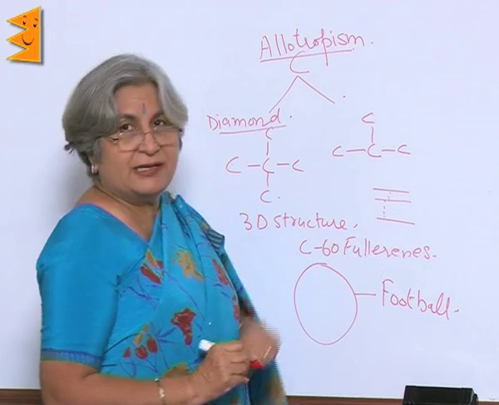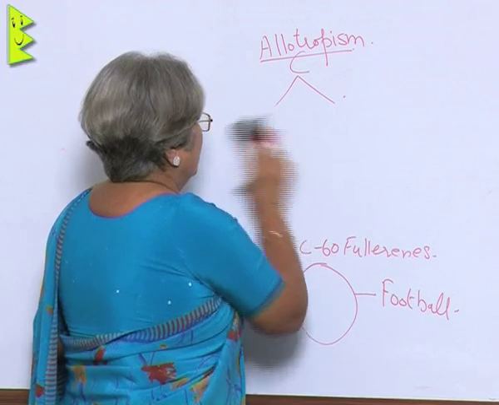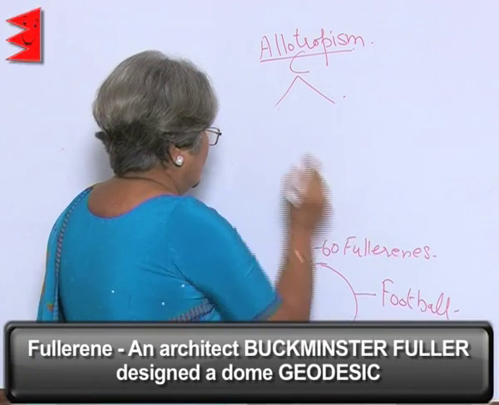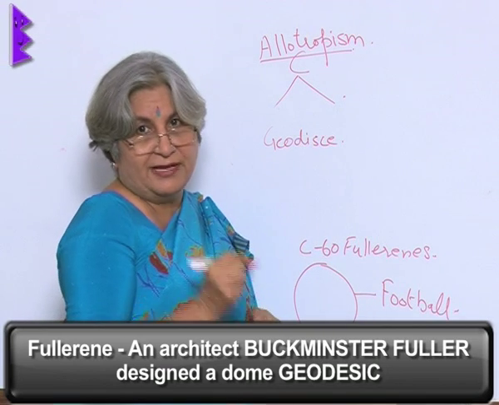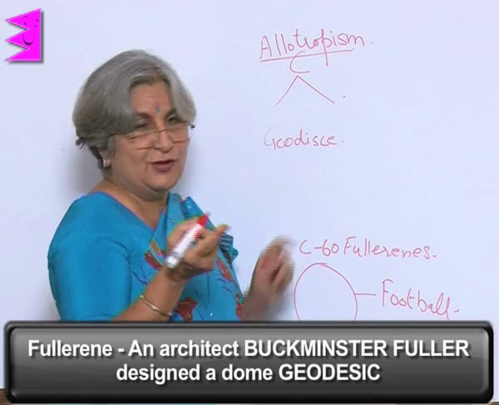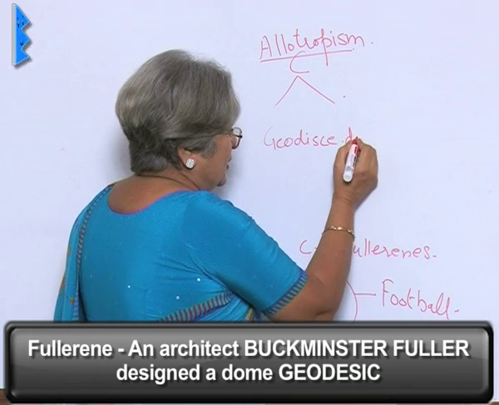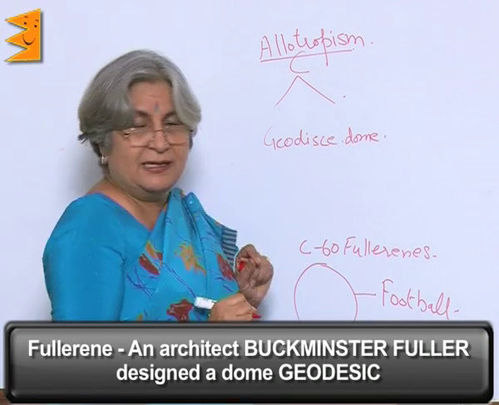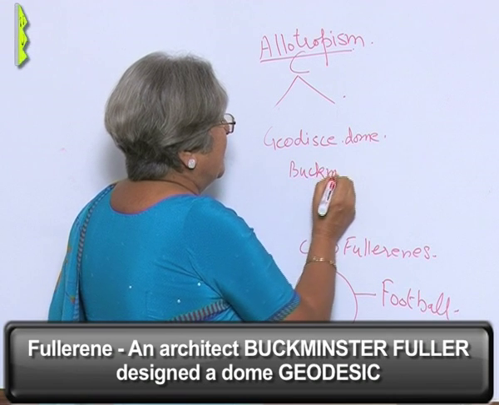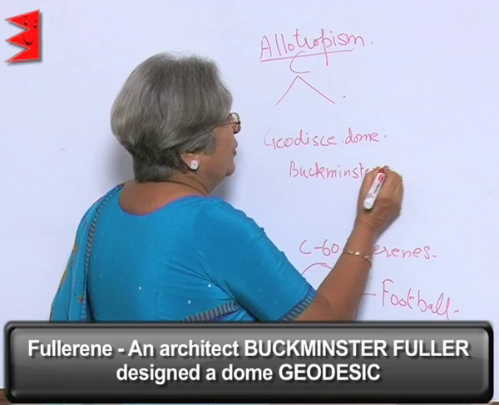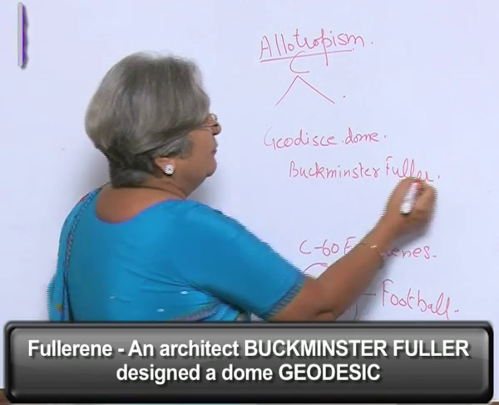Now, why the name fullerenes? Because this structure resembles a dome called geodisc. Disc, you go for disc, discos you go, so remember from there, geo means earth. So, this geodisc dome, who designed it? There was an architect called Buckminster Fuller. So, the word fullerenes is from Fuller.